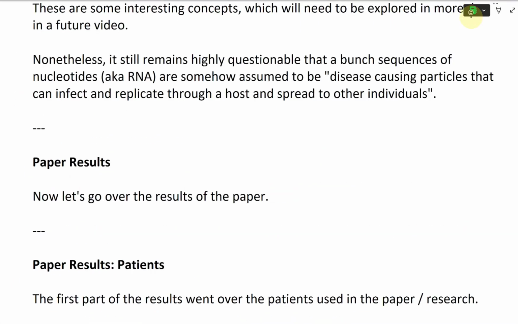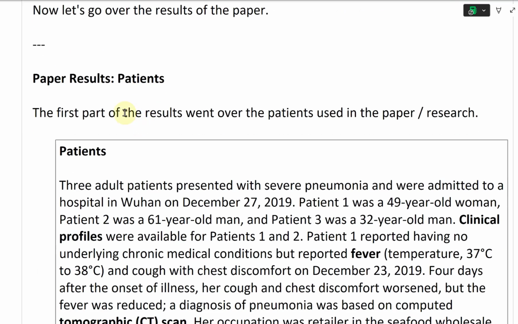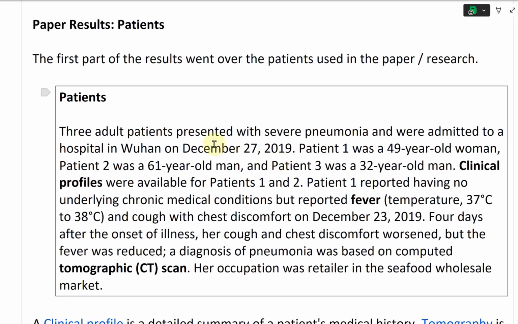And now let's go over the next section. It's on the results. So let's go over the results of the paper. The first section of the results is discussing the patients. So the first part of the results went over the patients used in the paper and research. And let's take a look at this.